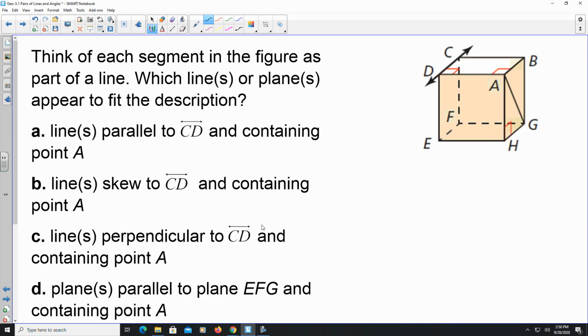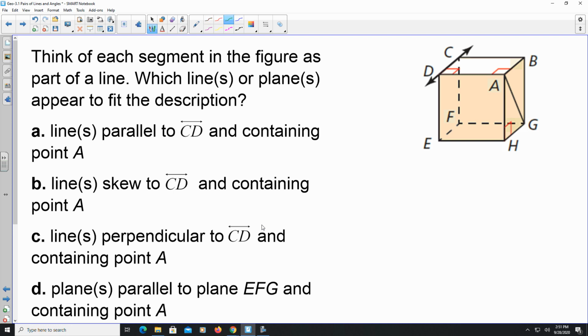So we have our diagram to our right. It appears to be like a cube, but it's got different points and different line segments to help illustrate it. Here it says, think of each segment in the figure as part of a line. Which line or lines or plane or planes appear to fit the description? There may be multiple answers to these particular questions.